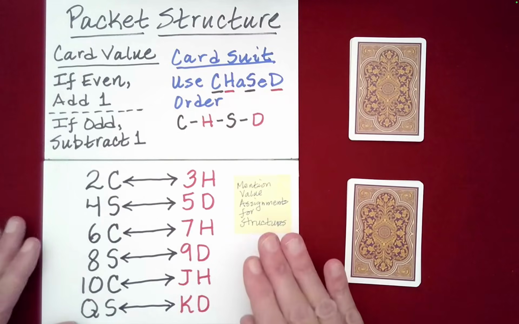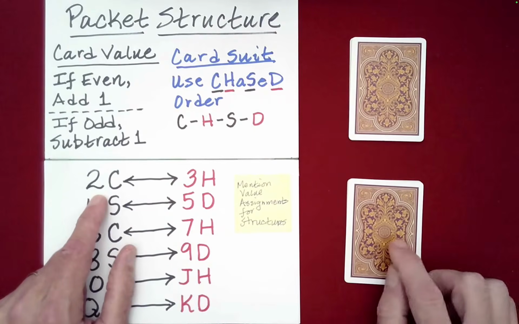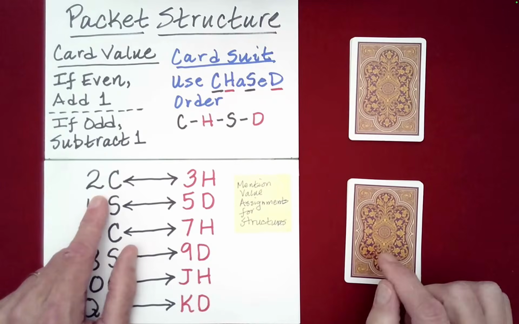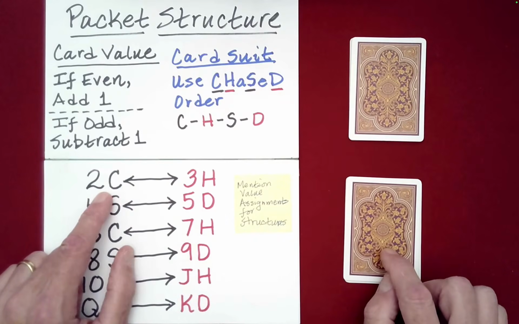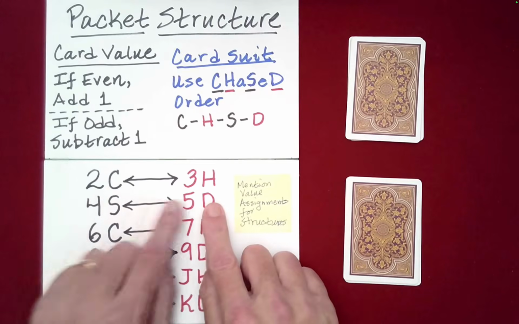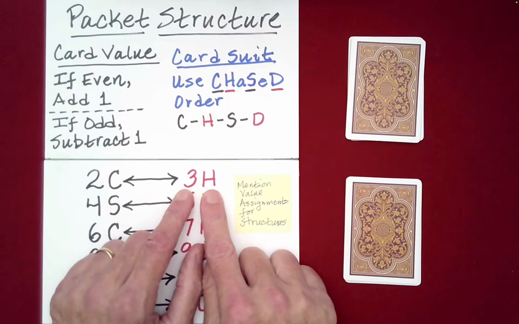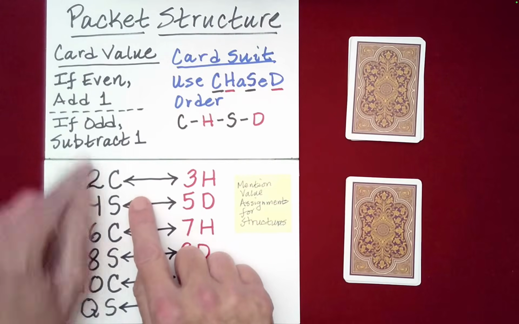And then the only other thing you need to be aware of is if your packet, let's say, we'll practice in just a second. If I see a 2 of clubs in a certain position here, then I know in that same position in yours, you will have a 3 of hearts, okay? So what's the rule for making that assignment? Well, it's right up here.